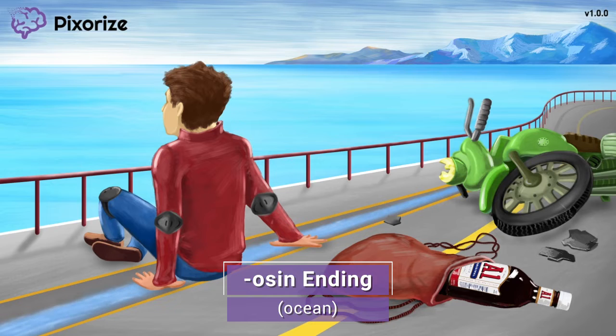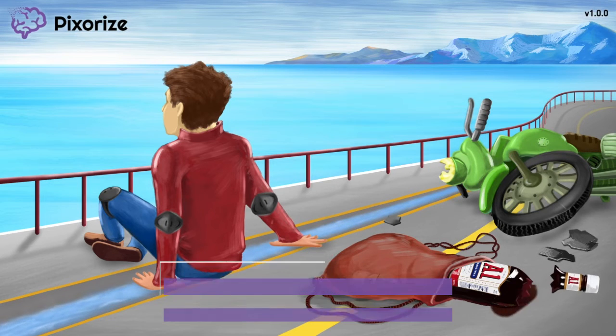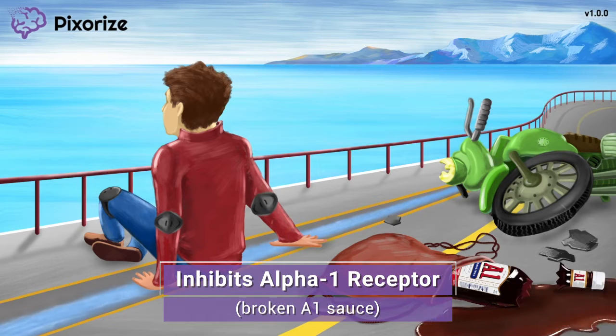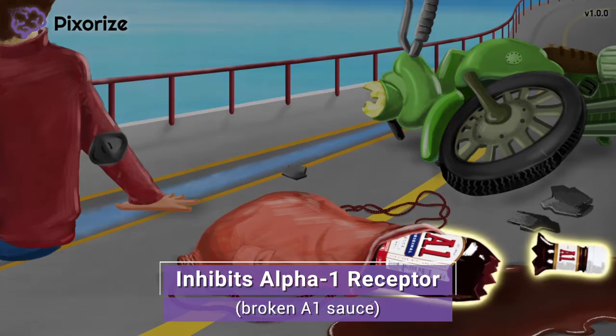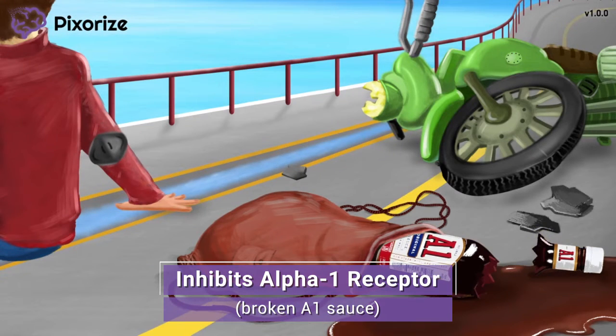Now that we've anchored ourselves to the drug name, let's explore the rest of our scene to learn more about these drugs. Oh no! It looks like somebody crashed their motorcycle! Maybe he was on his way to an oceanside picnic because he had a bottle of A1 sauce in his bag. If you've seen our videos on the adrenergic receptors, you might recall that A1 sauce is Pixorize's recurring symbol for the alpha-1 adrenergic receptor. Because A1 stands for alpha-1, right?